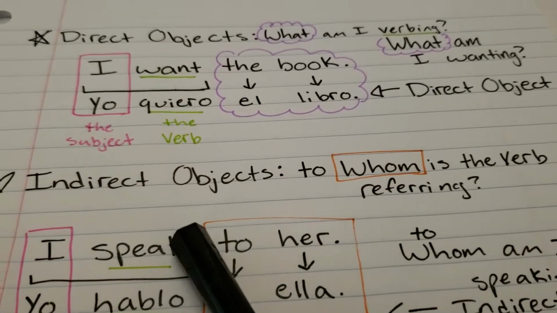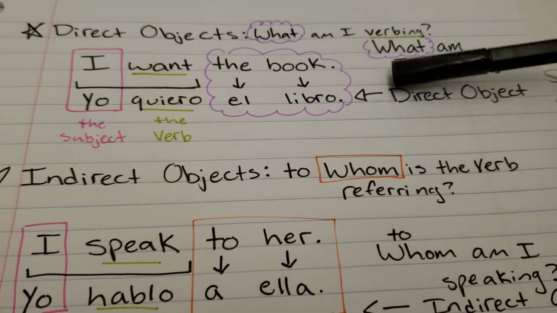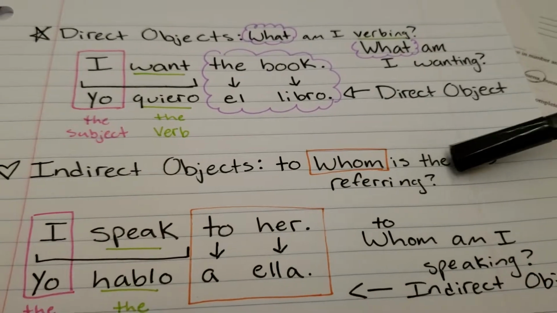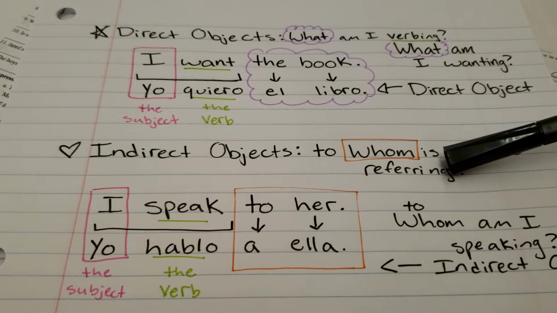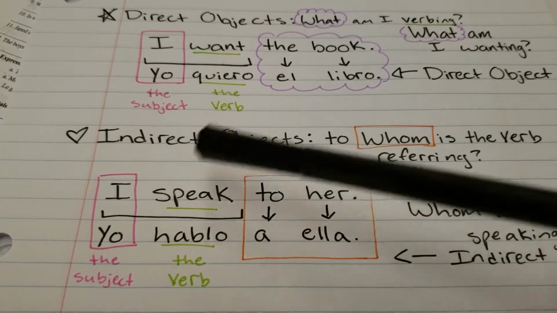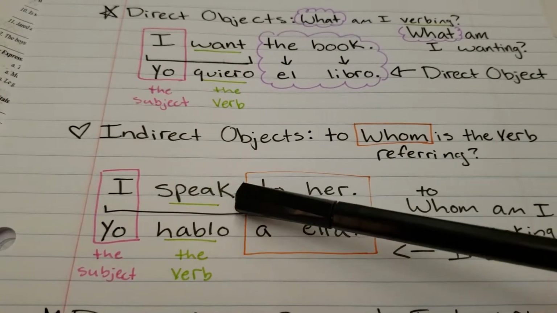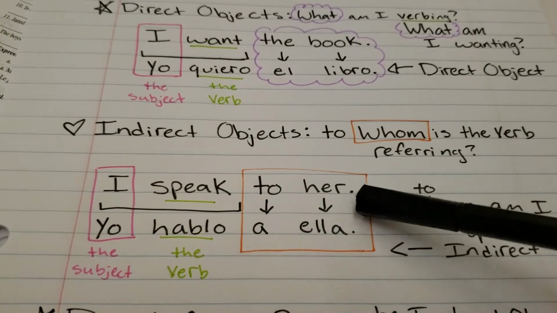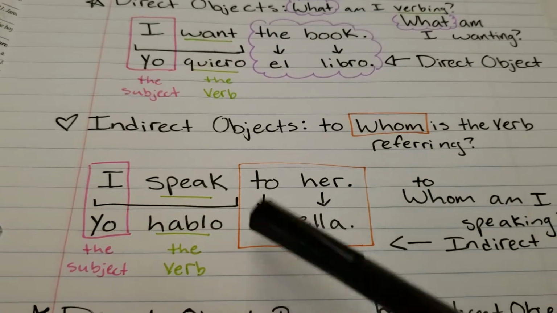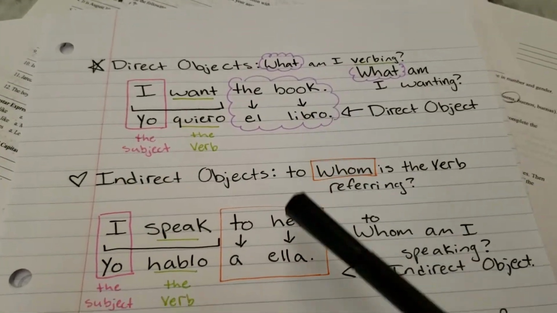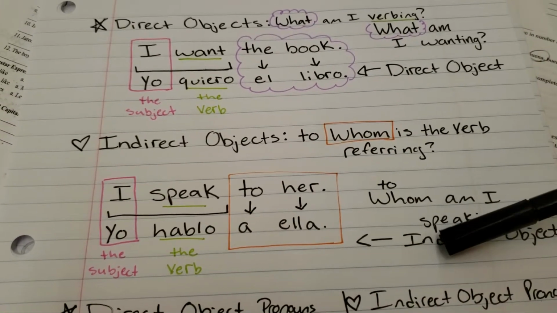Indirect objects work almost exactly the same, except instead of what, you're referring to whom. Whom is being verbed, or whom is the verb referring to? Either way, same kind of concept, okay? You have a sentence here, I speak to her. I is the subject. Speak is the verb. Who are you speaking to? To her. To her is the indirect object, okay? So you have the direct object and you have the indirect object. To whom am I speaking? To her, that makes it the indirect object.